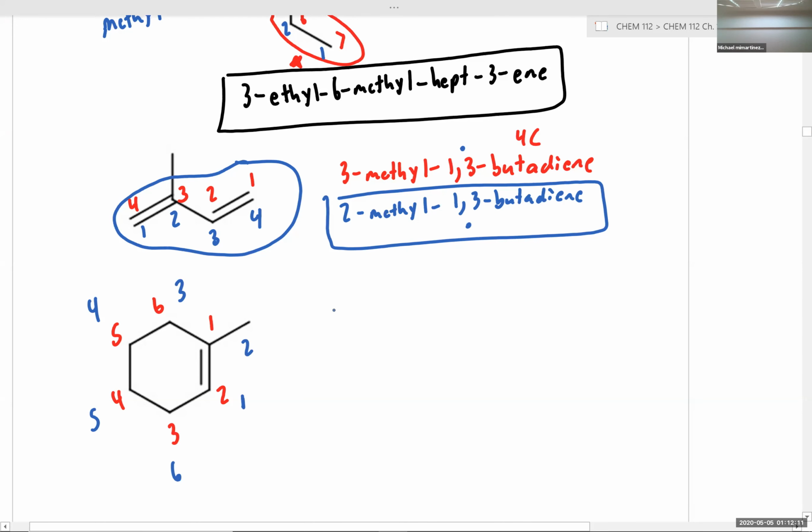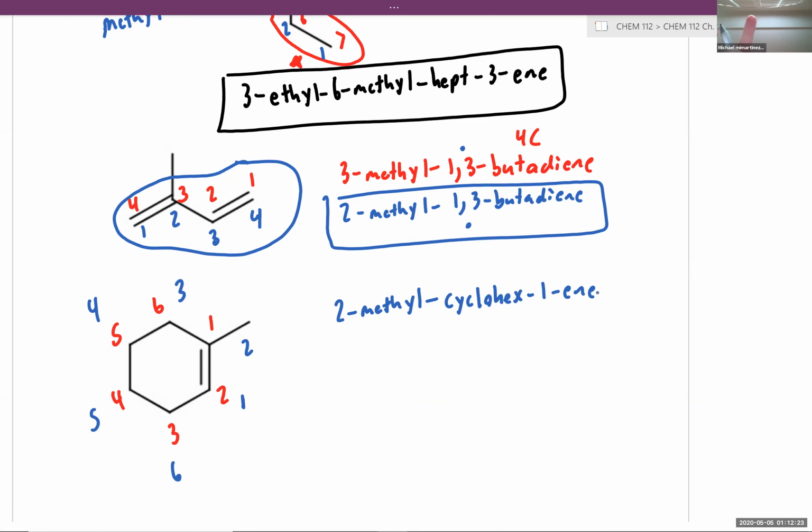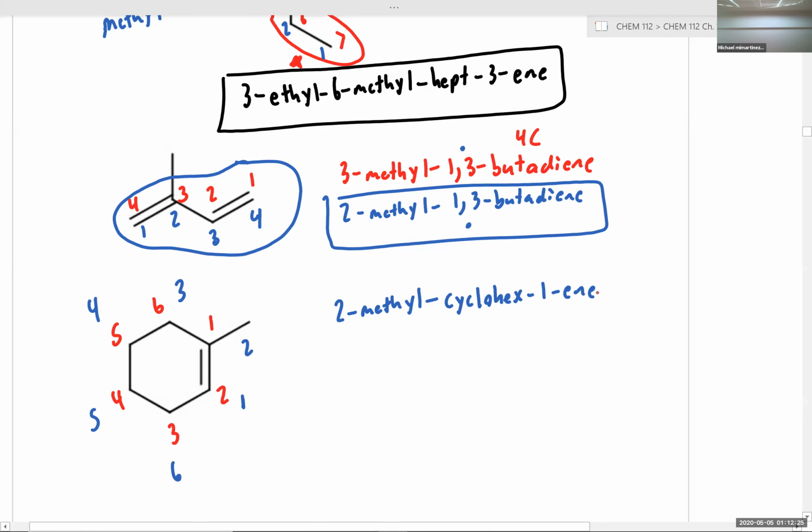So in blue, we would have 2-methylcyclohex-1-ene. Alternatively, in red, we'd have 1-methylcyclohex-1-ene. And which of these naming conventions are preferred, blue or red?